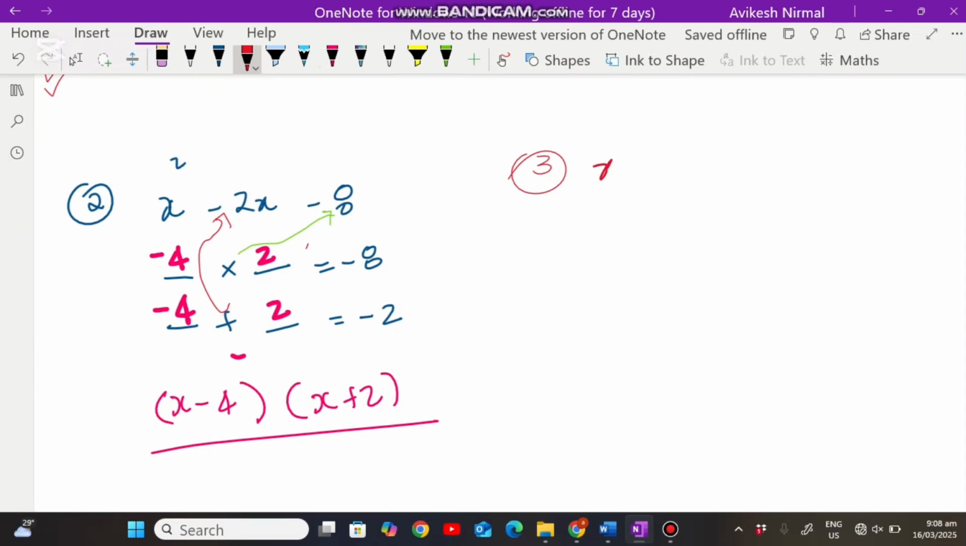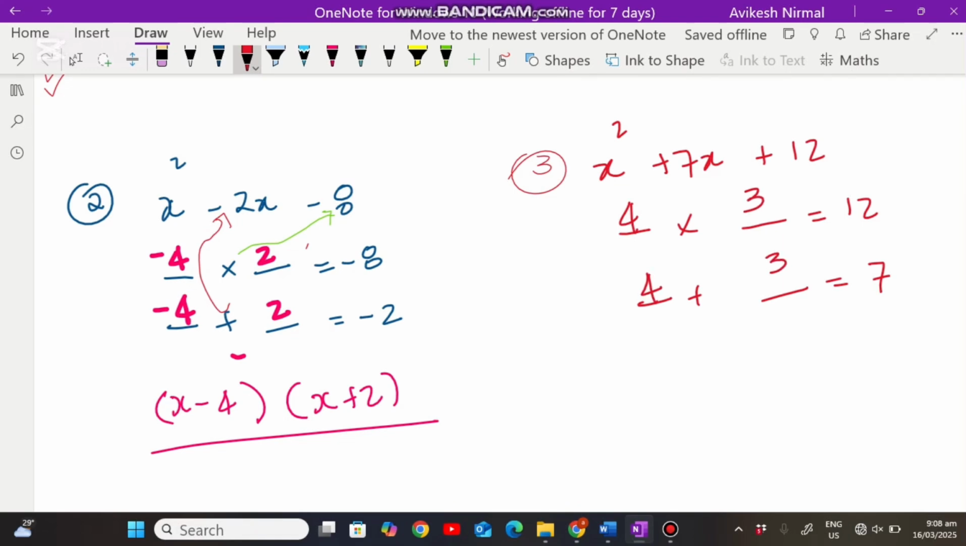So let's do this. This is x squared plus 7x plus 12. Here again, think of two numbers which can multiply to give you 12. The same numbers should add to give you 7. So straight to my mind comes 4 times 3. 4 times 3 is 12, and 4 plus 3 gives you 7. So you can then say x plus 4 and x plus 3.